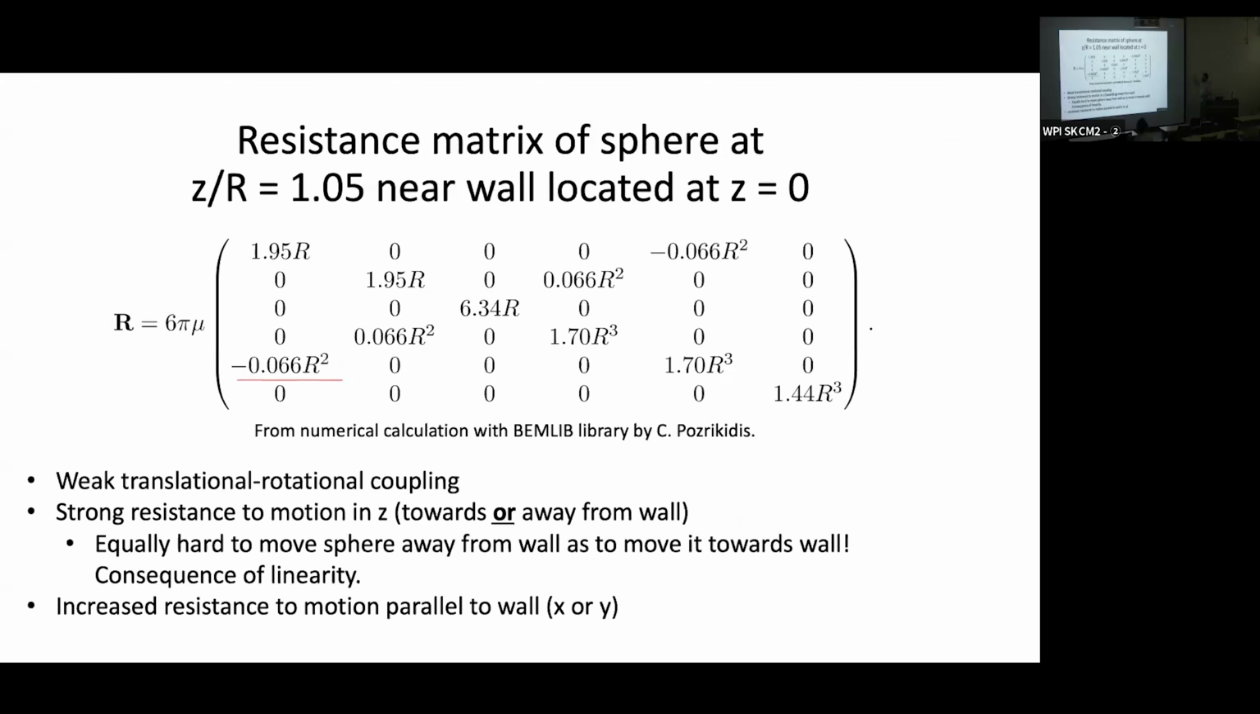Then I look at a sphere near a wall. And this I computed with a library that you can download today. Professor Pozrikidis made this Fortran library, BEMLib. BEM stands for Boundary Element Method. Freely available. You can download it today and compute this resistance matrix. And you see now we have these off-diagonal terms here representing translational-rotational coupling. I've also shown how these various terms scale with size. These off-diagonal terms go as r squared. So if you make the sphere twice as large, those things become 4 times as big.